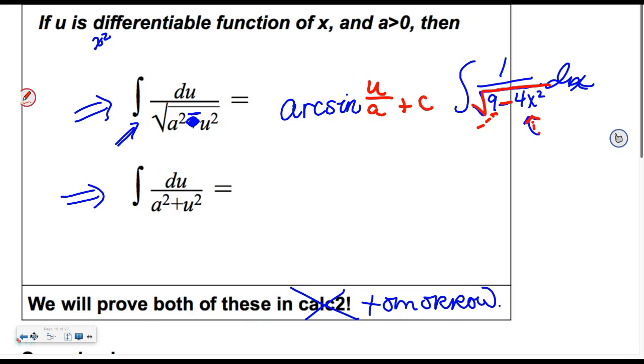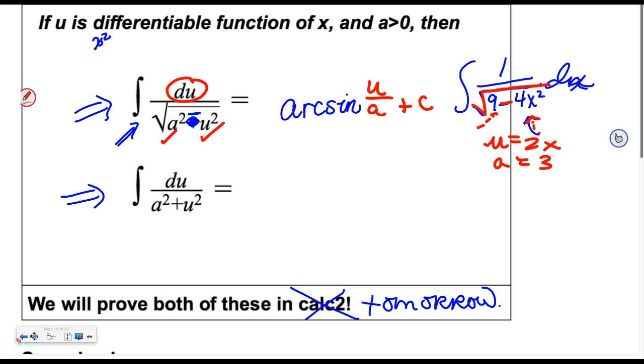So over here, my u would be, what did I square that was a function of x? And the answer would be 2x. My a would be, what did I square to get that lead number? And the answer would be 3. So you might be thinking, okay, that's just arcsine 2x over 3. It's really close, but I have to generate this du.